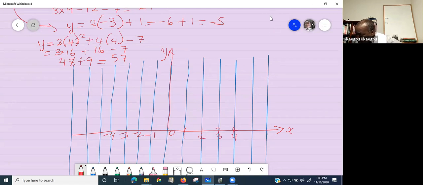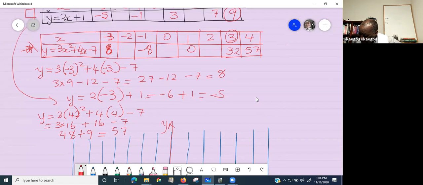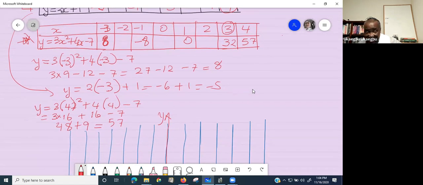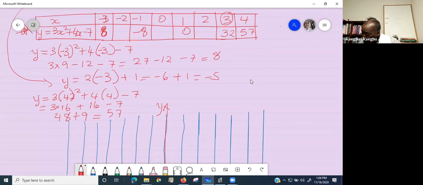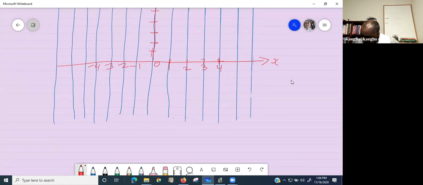Okay? So now look at your y-axis. For the first one, the smallest value is -5 and the largest value is 9. On the other hand, if you look at the other table, your smallest value is -8, and your largest value is 57. So how do we get 57 on the y-axis? You can get 57 by counting in 10s. So this can be 10, 20, 30, 40, 50, 60. And of course, your y-axis stretches down, so this can be -10, -20, -30, -40, -50, right here.